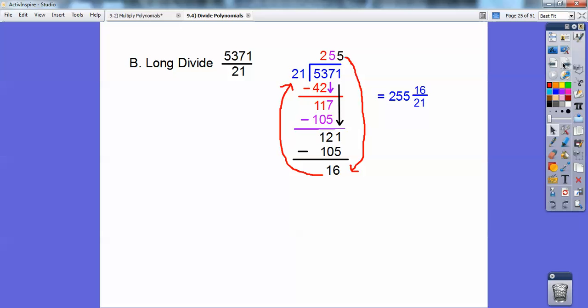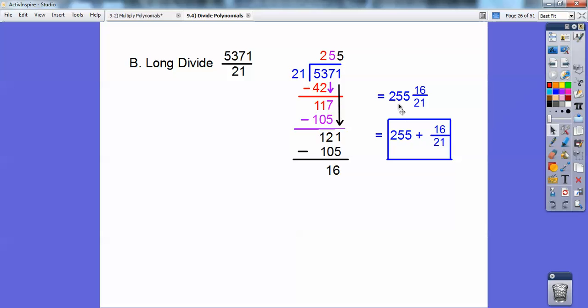Now in algebra, we're going to be dividing polynomials, and I'm going to want you to recognize that 25 and 16 over 21 is the same as 25 plus 16 over 21. And this is how we're going to write it when we're dividing polynomials. Let's go ahead and do that.